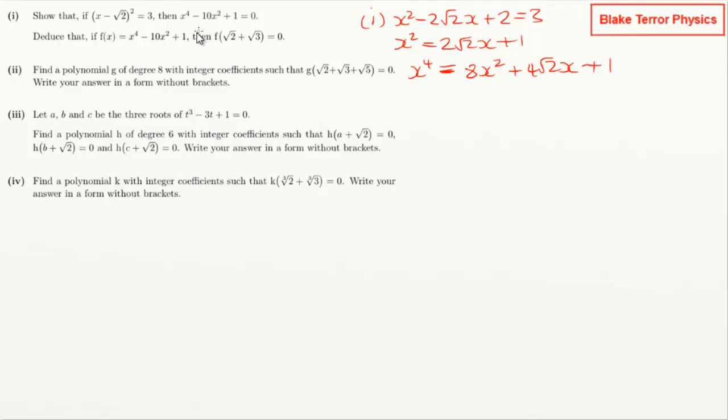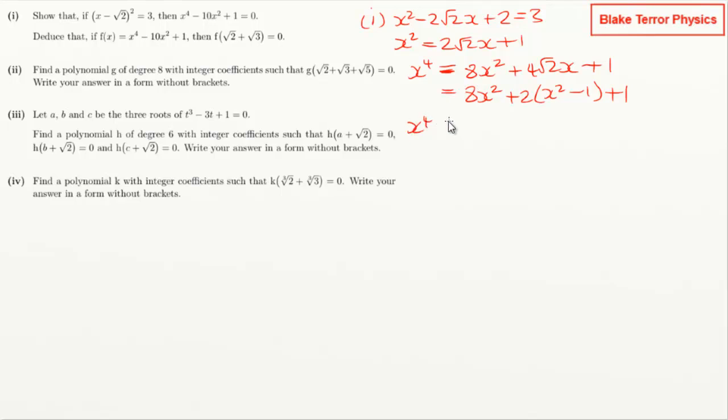And what am I trying to get? I want to get rid of those square roots and x terms. So I want to get rid of that 4 root 2x. Well, I know that 2 root 2x is x squared minus 1. So I've got 8x squared plus 2 lots of x squared minus 1 plus 1. So that should be it, hopefully.